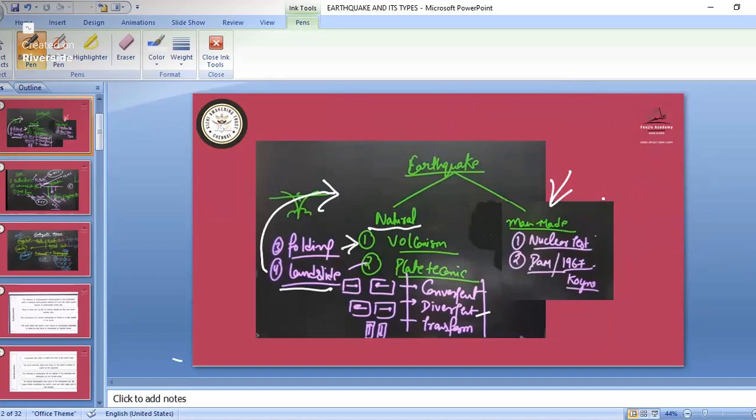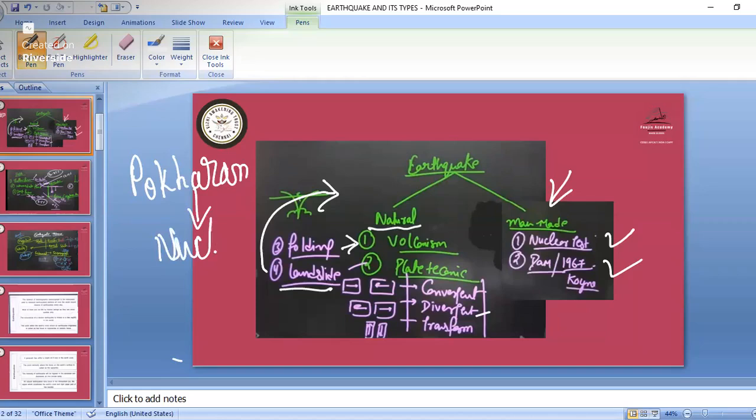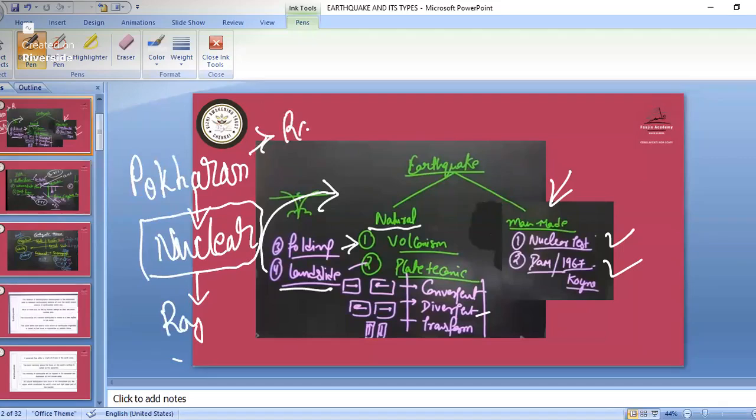What are the types of man-made earthquakes? We have the nuclear test and the building of dams. Nuclear test, like you all have studied about Pokhran, where we tested nuclear materials, nuclear missiles. During that time in Rajasthan, Pokhran is in Rajasthan only, in those sandy areas there was large shaking and movement of the earth surface.